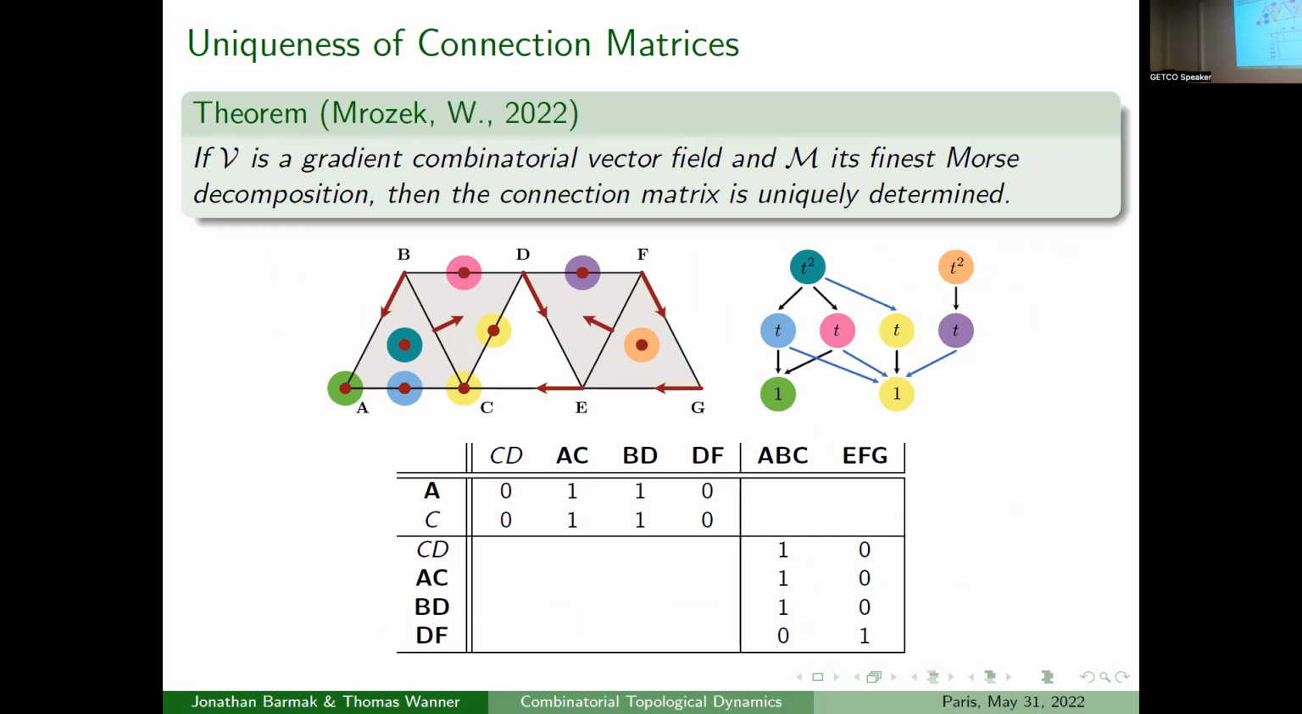For example, if you have a gradient flow in the classical dynamical setting, you get a unique connection matrix. In general, connection matrices don't need to be unique. They might give you different indications of possible dynamical behavior. But the same thing is true here. If we have a gradient combinatorial vector field, then you actually get a unique connection matrix. And that really is the exact analog of that boundary operator in the Morse complex.